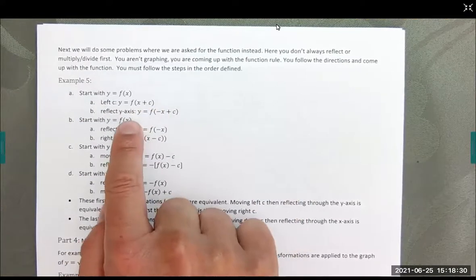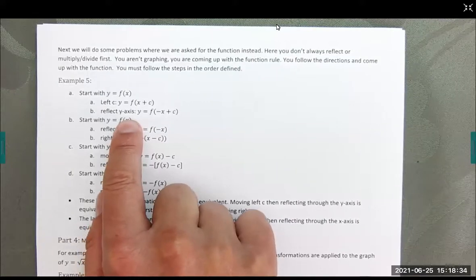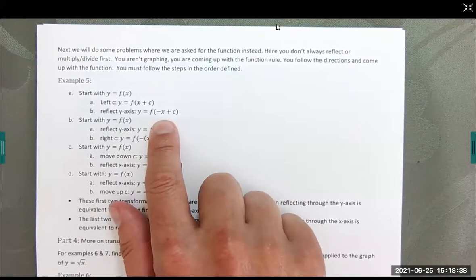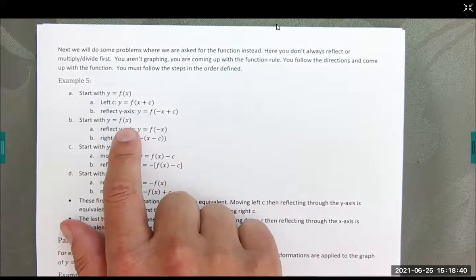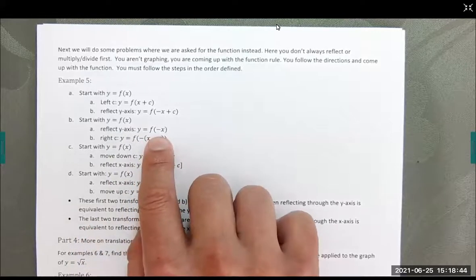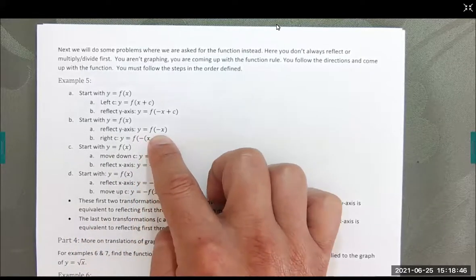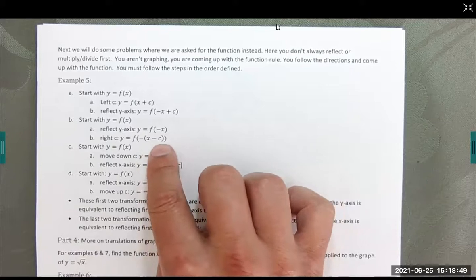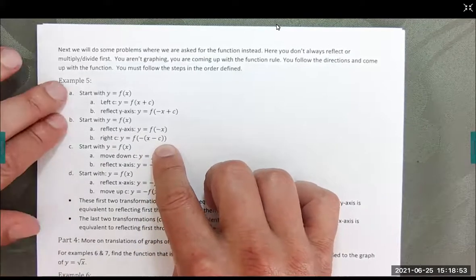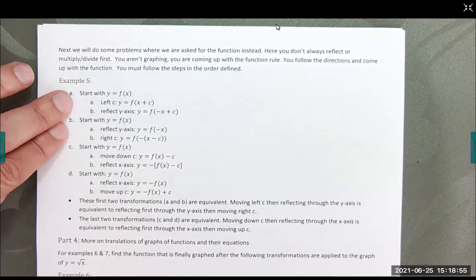Reflect about the y-axis. So that means a negative x. Start again. Here we're going to reflect about the y-axis, so that's f of negative x. And then to the right, c, so it's going to be minus c there. These two are actually about the same in several ways.